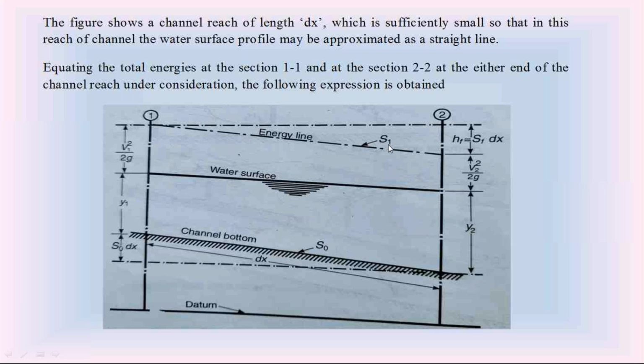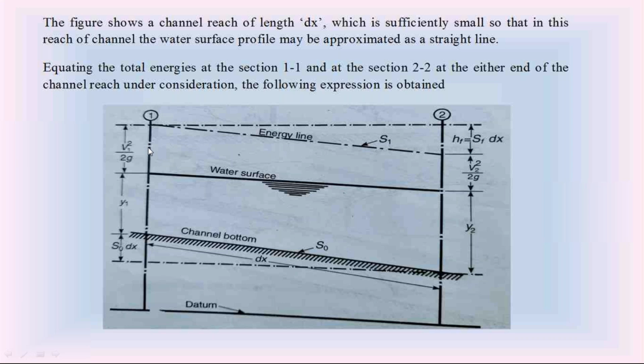So the slope Sf is equal to hf divided by dx. This hf is equal to the loss of energy, so hf is equal to Sf into dx. At section 2 the potential head is 0, the pressure head is y2, the kinetic head is v2 square by 2g, and the loss of energy hf is equal to Sf into dx.